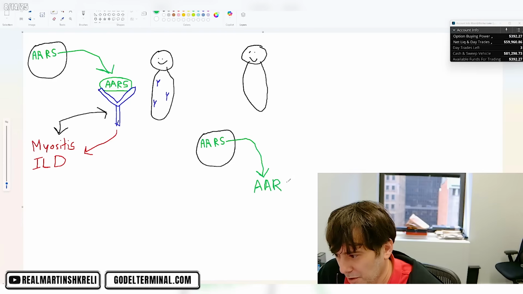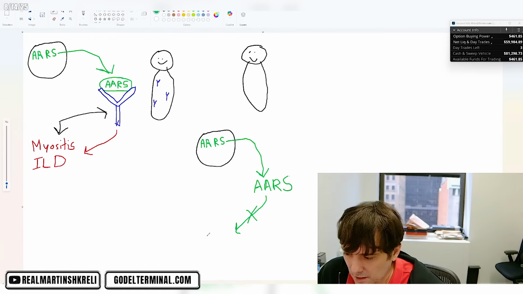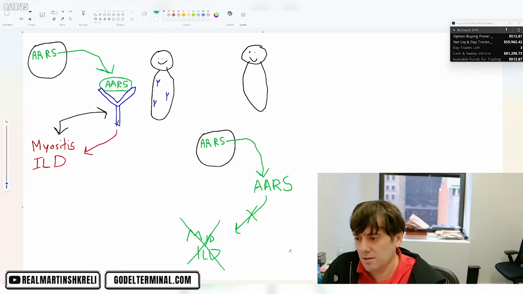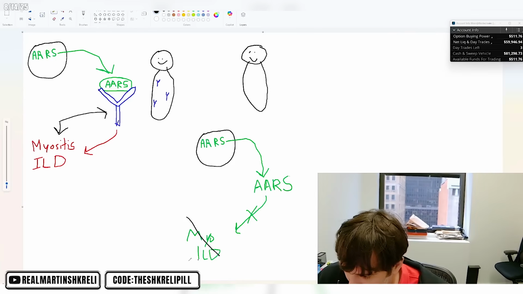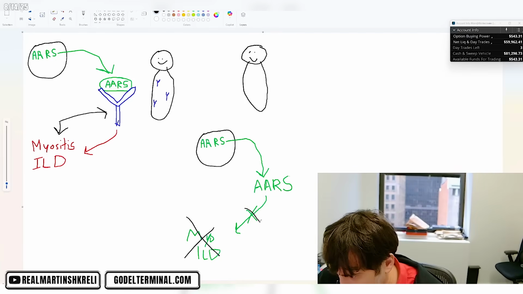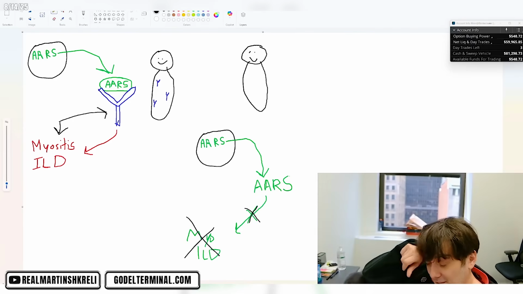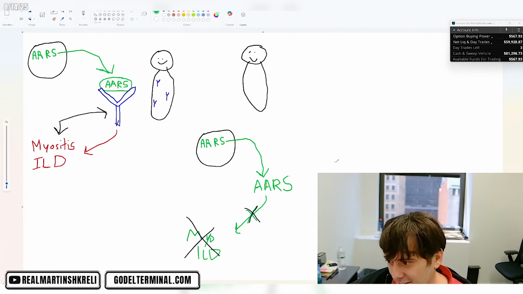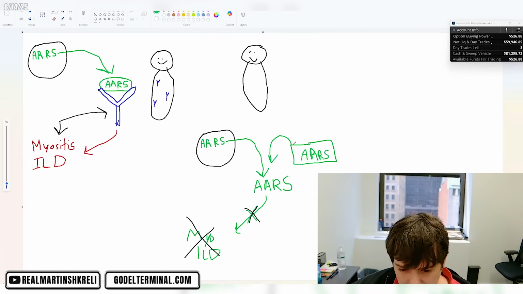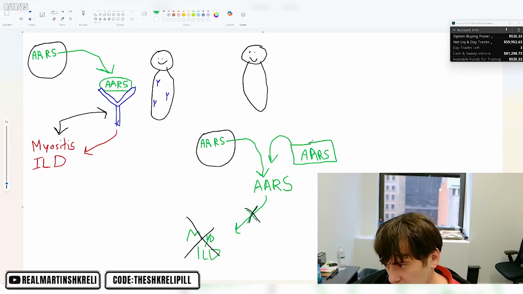So there shouldn't be any myositis or ILD. This should be completely nullified by the fact that there's no antibody. So the hypothesis is give more AARS, right? Basically just, okay, let me amplify this. Let me add more. More and more and more.